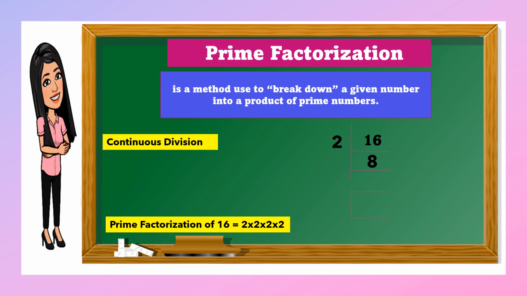So we will use again 2. 8 divided by 2, we have 4. Continue dividing by the next prime factor. Repeat the procedure until you get 1. So we will divide 4 by 2 equals 2. 2 divided by 2 equals 1. So you will stop when you get 1. Therefore, the prime factorization of 16 equals 2 times 2 times 2 times 2, or 2 to the fourth power.